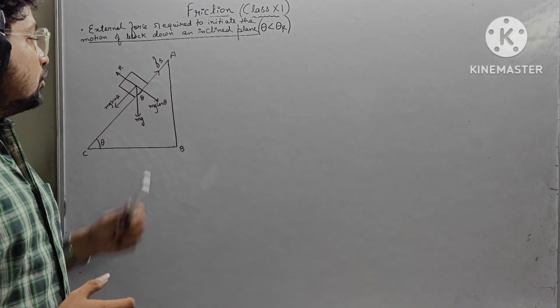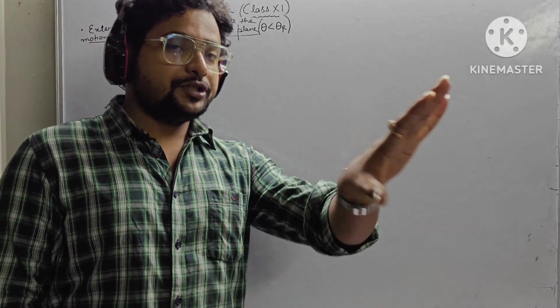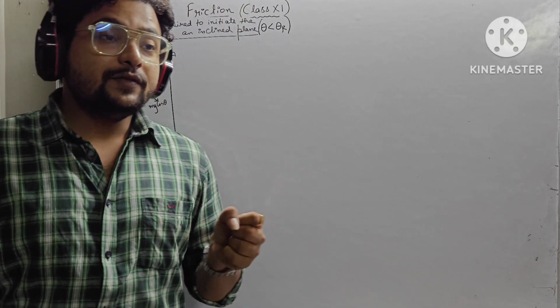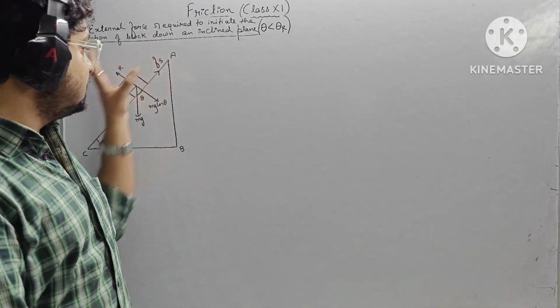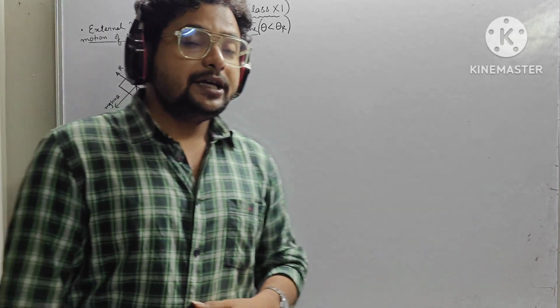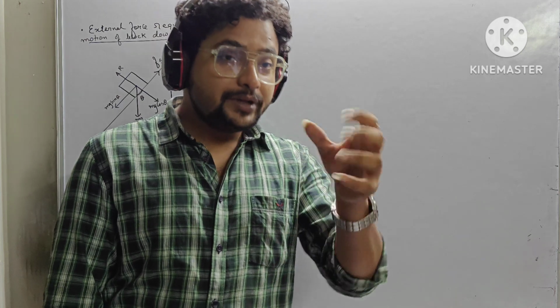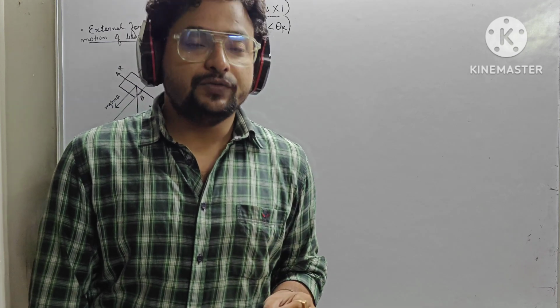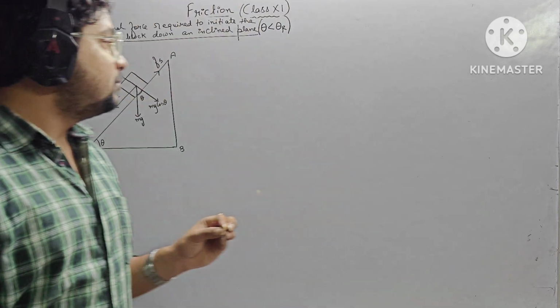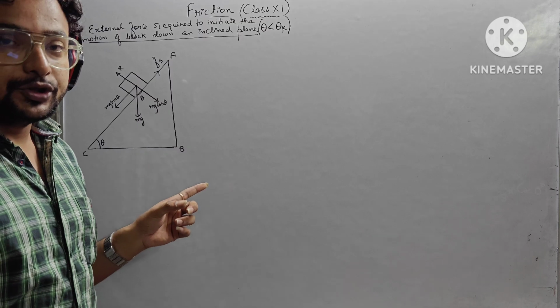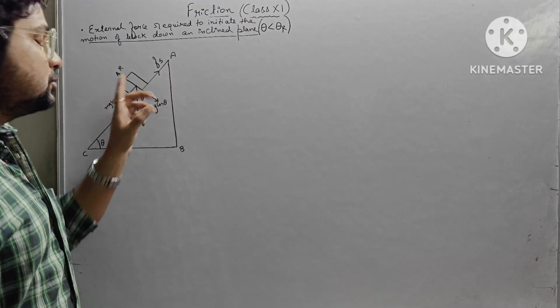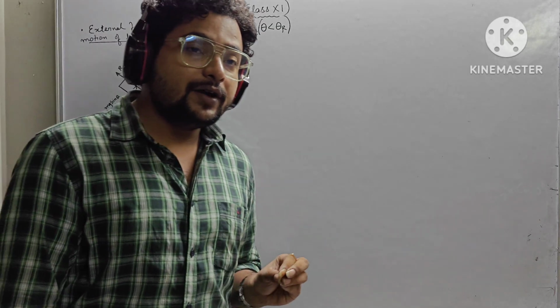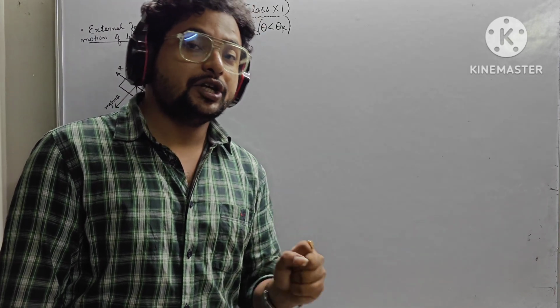Now over here we are going to find out: the block is on the inclined plane, but suppose I want to bring the block down. Friction is going to stop the block from sliding down in this scene. But still, if I want to bring the block down with an acceleration, then what do I have to do? Yes, I have to apply an external force, because the block is not going to come down by itself, since the frictional force is going to stop it.